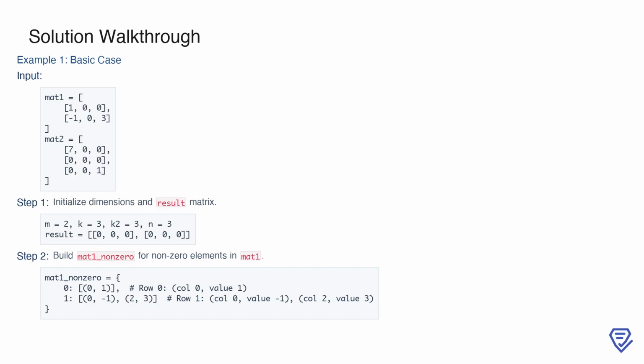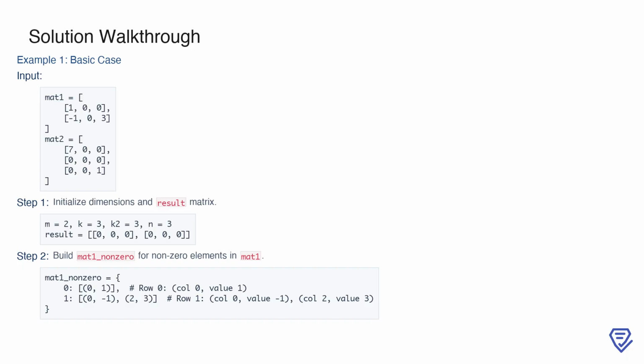Here, we have two matrices, mat1 and mat2. The first step is to initialize the dimensions and the result matrix. The dimensions are extracted as m equals 2, k equals 3, k2 equals 3, and n equals 3, and the result matrix is initialized as a zero matrix of size m by n, which is 0, 0, 0, 0, 0, 0.